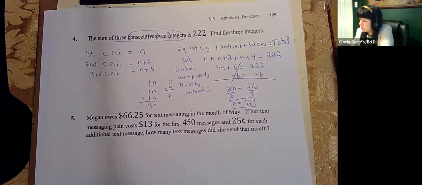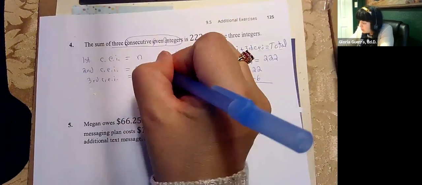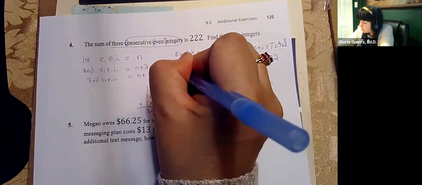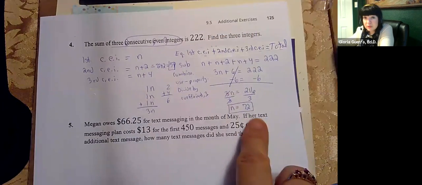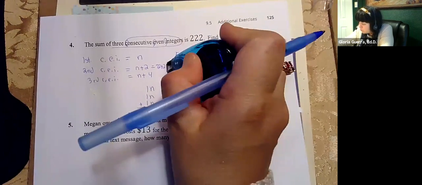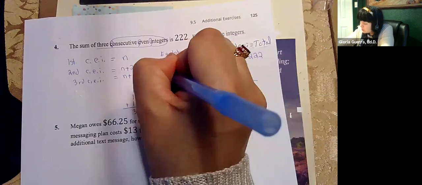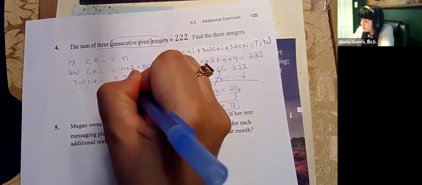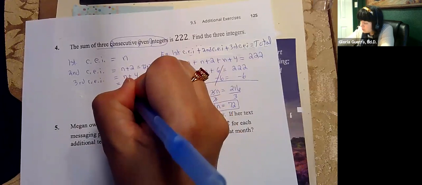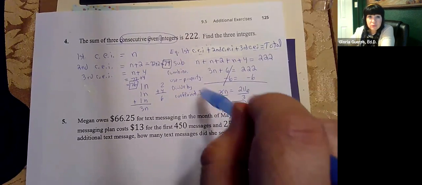Now you only found one of them. You need to find 3 of them. So you come back over here, and this is going to be 72 plus 2, which is 74. See, that's looking good. It even ends in 2, ends in 4. And then this one is n, which is 72 plus 4, which is 76. So there are your 3 consecutive evens: 72, 74, 76.